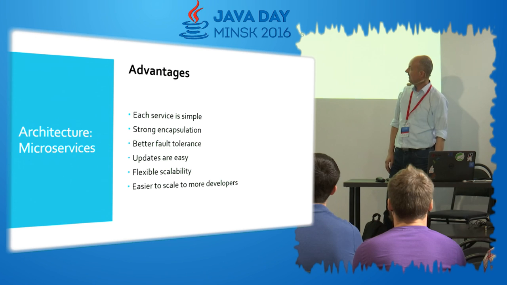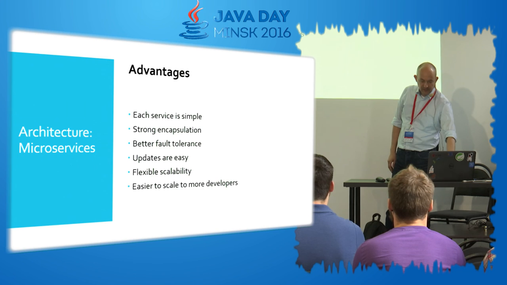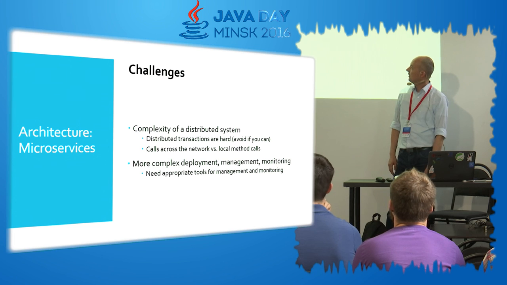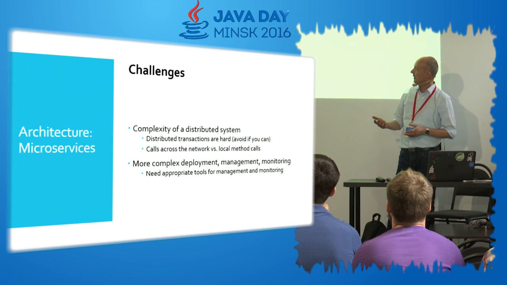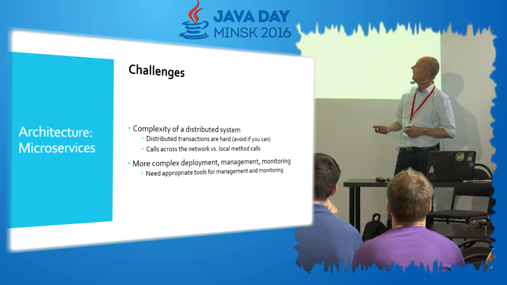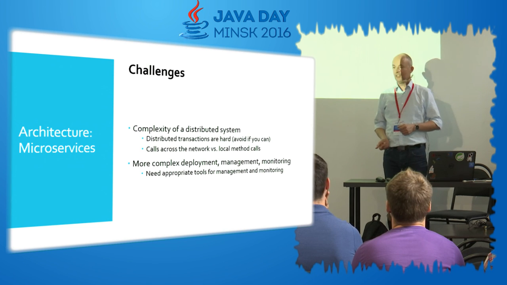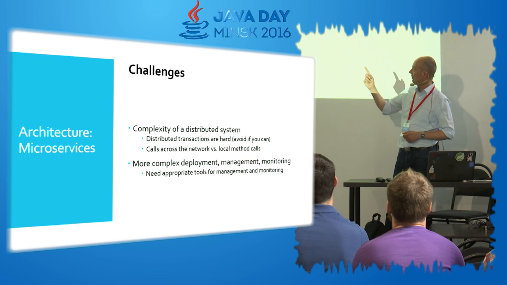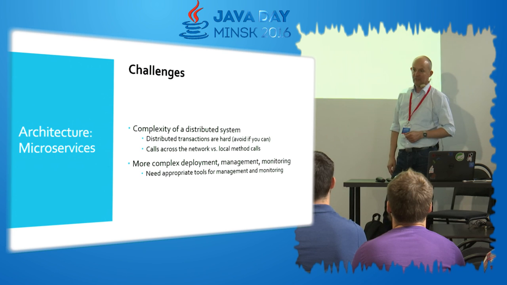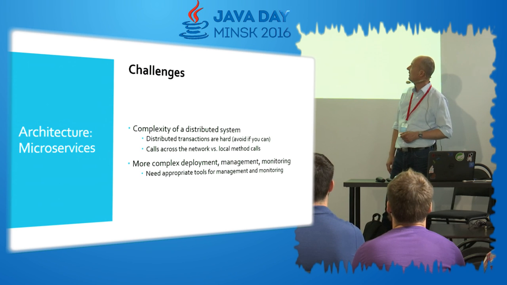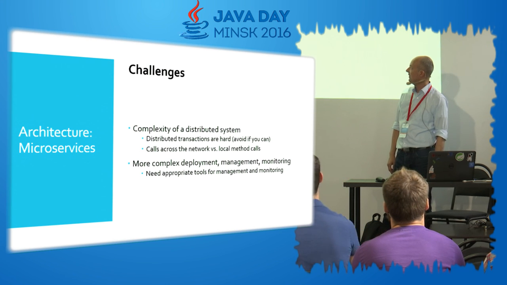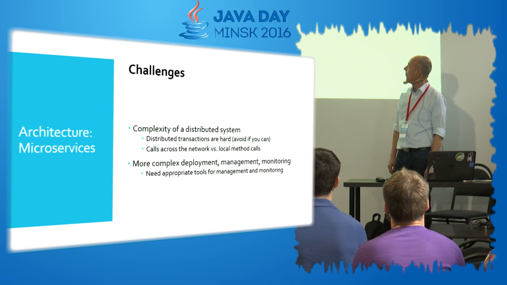So here are some of the advantages. I already mentioned some of them. There are also a number of challenges when you go to microservices. If you are building a microservices application, you're really building a distributed system, and there are lots of complicated things that come with that. For example, if you want to do transactions, distributed transactions are really hard and also not very scalable. So there are other things that are better to do instead of trying to do distributed transactions.